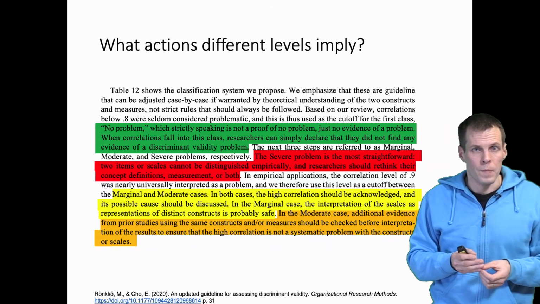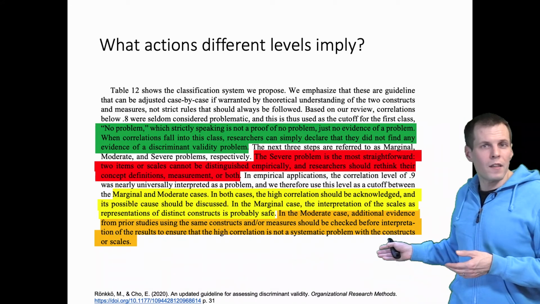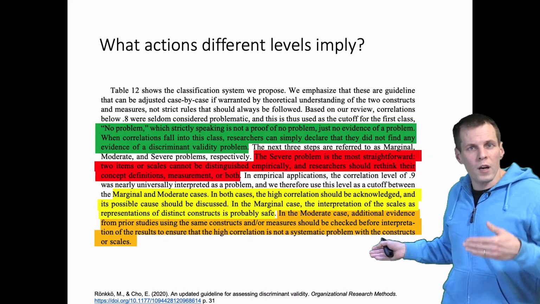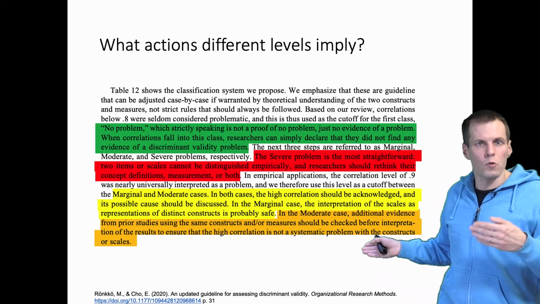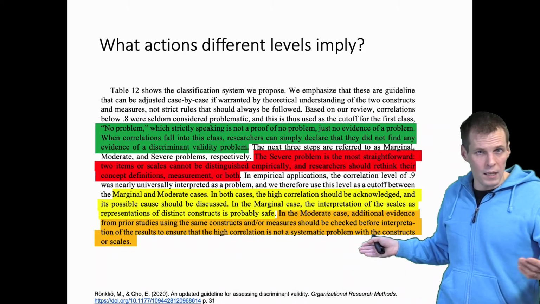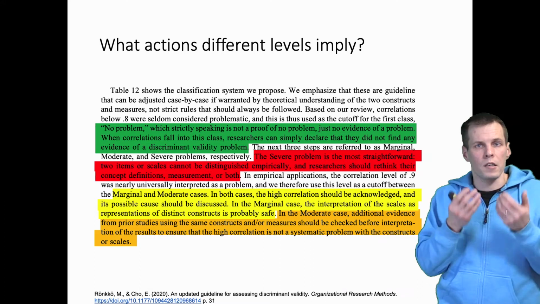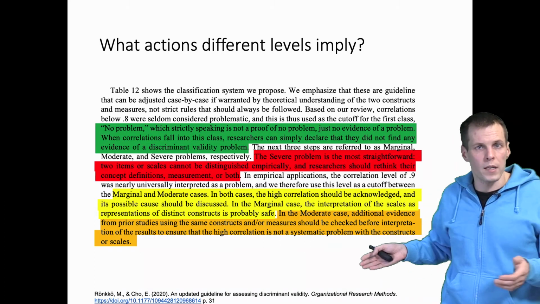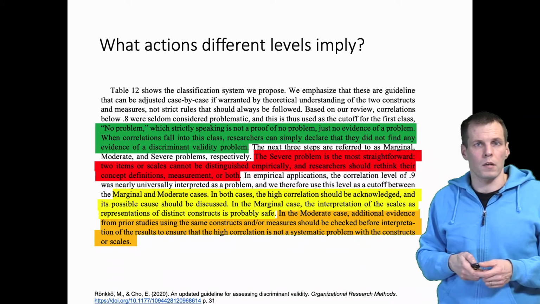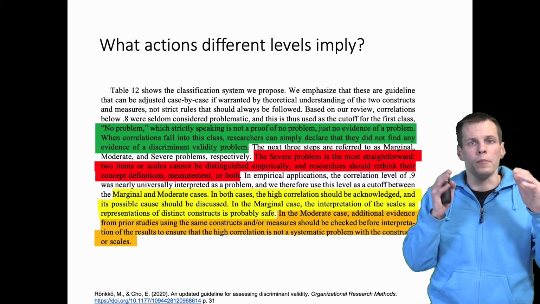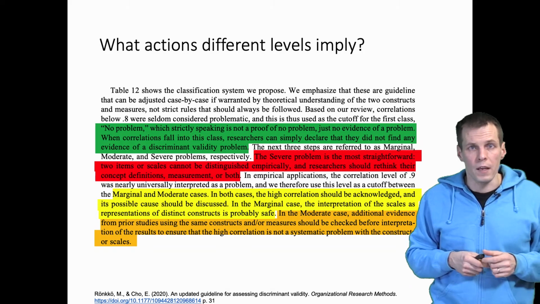need to do something. So if you have a moderate problem, then you need to look at what kind of discriminant validity evidence prior studies that have studied those scale pairs have presented, and then make a justified decision on what to do based on the prior evidence. So this is a lot more serious than simply a marginal case. So this is the what to do based on the severity.